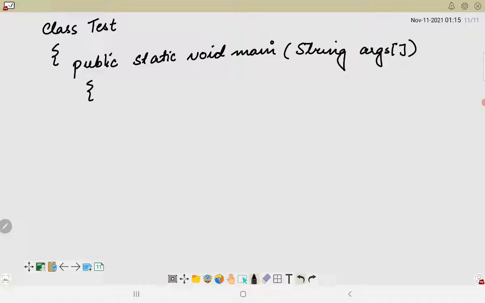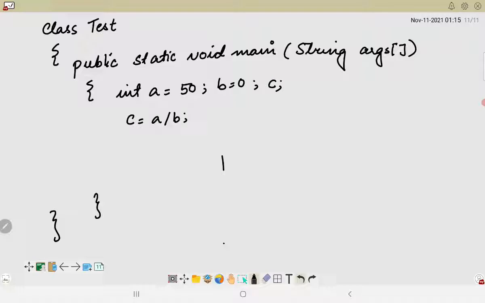Inside the body of the main method, inside the method definition, let us write down int a = 50, then b = 0, then c, where c = a / b, and I am trying to print the value of c, System.out.println(c). When I'm trying to do this, what is the problem that I will face here?